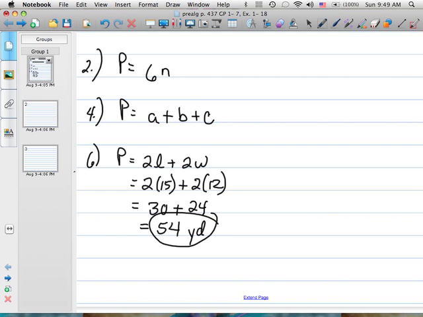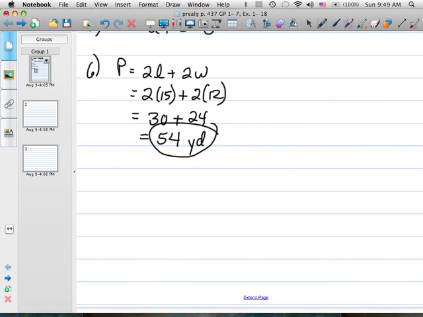Problems 1 through 18 on the exercises. Find the perimeter of each shape. Number 2 is an irregular shape. All the sides are different, so we're just going to have to add up those numbers. Let's take the whole numbers: 5 plus 4 plus 5 plus 3.